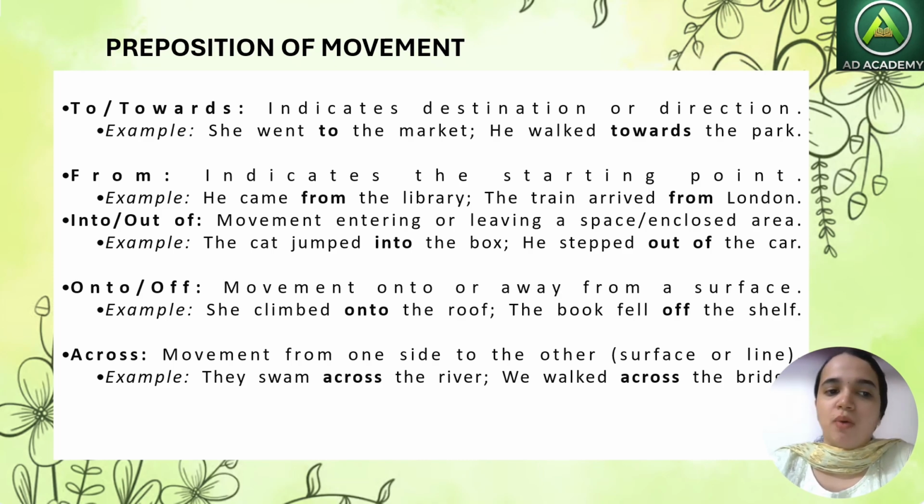Next one, into or out of. Movement entering or leaving an enclosed space. Example, the cat jumped into the box, something that is enclosed. He stepped out of the car. Again, onto or off. Movement onto or away from a surface. Example, she climbed onto the roof. The book fell off the shelf.